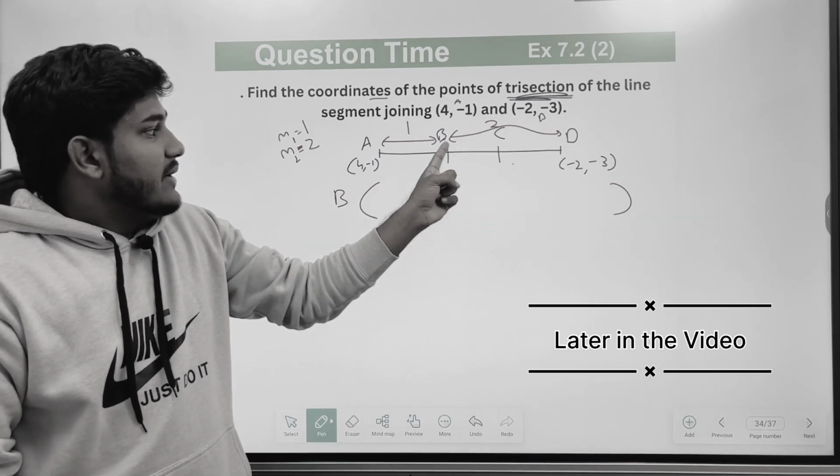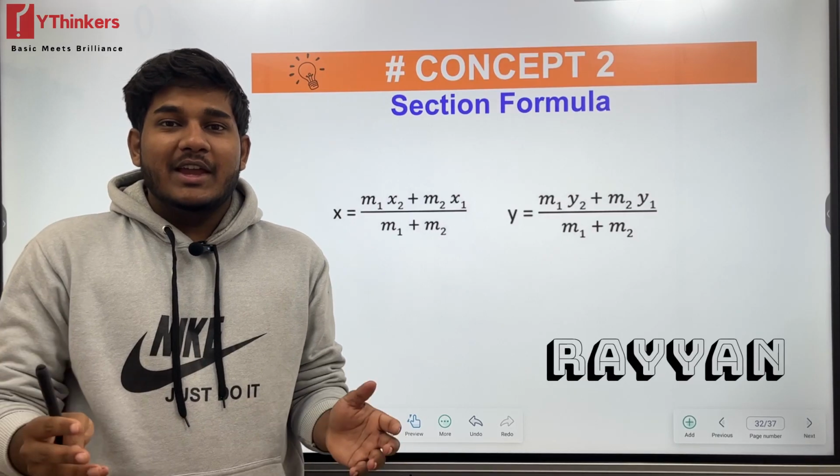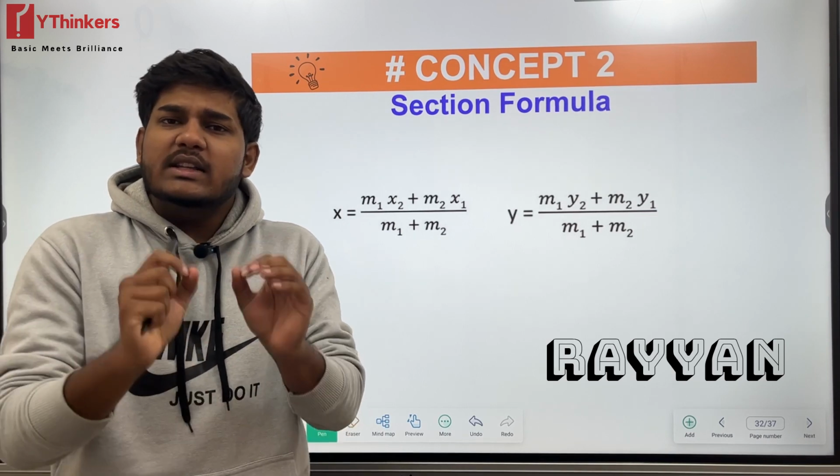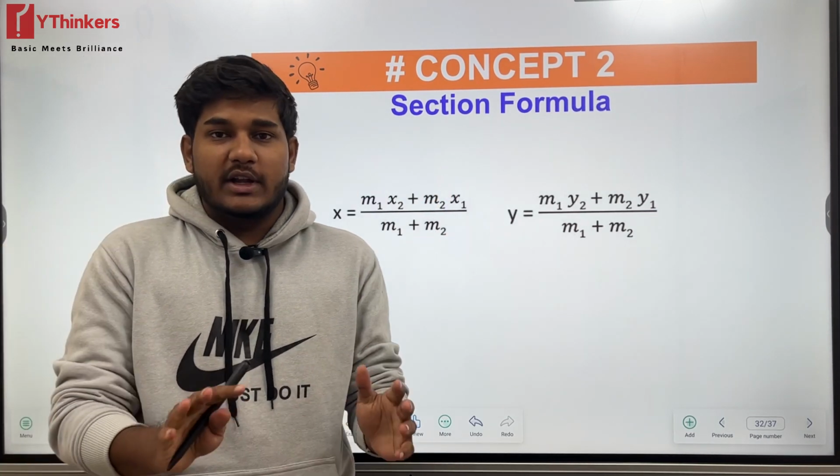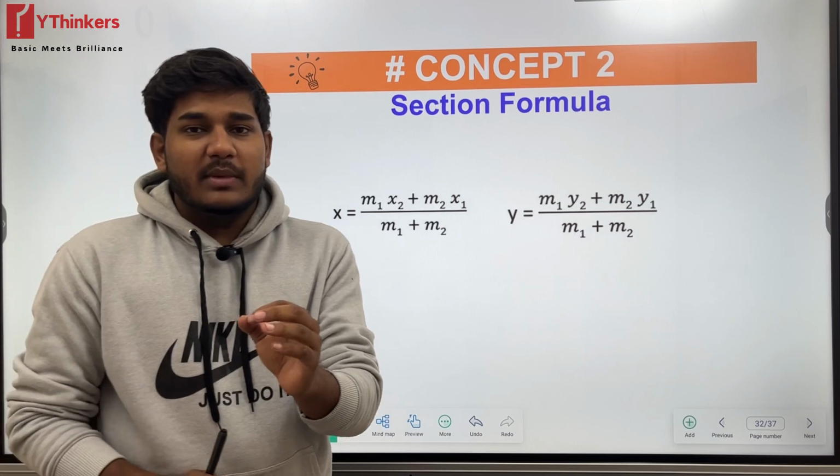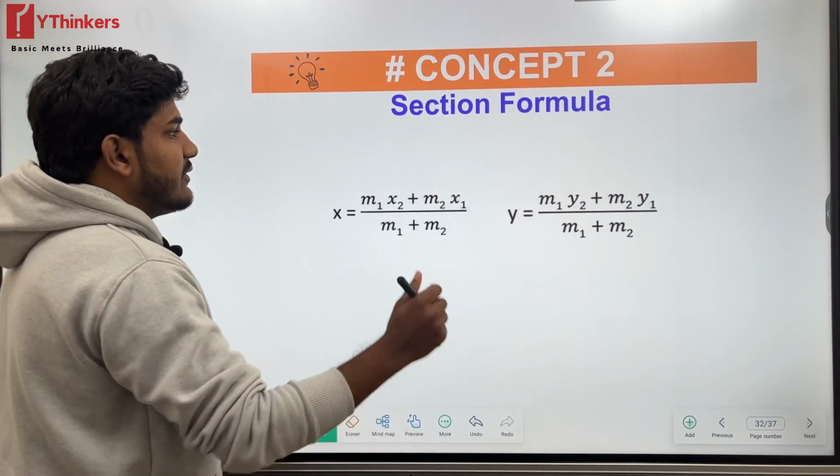बी 2 किलोमीटर्स फ्रॉम हियर। हाय, आई एम रयान फ्रॉम वाई थिंकर्स। आज हम सीखेंगे सेकेंड कॉन्सेप्ट ऑफ कोऑर्डिनेट ज्योमेट्री, राइट? सो सेक्शन फॉर्मूला इज व्हाट वी आर गोइंग टू लर्न टुडे। सेक्शन फॉर्मूला is simple.